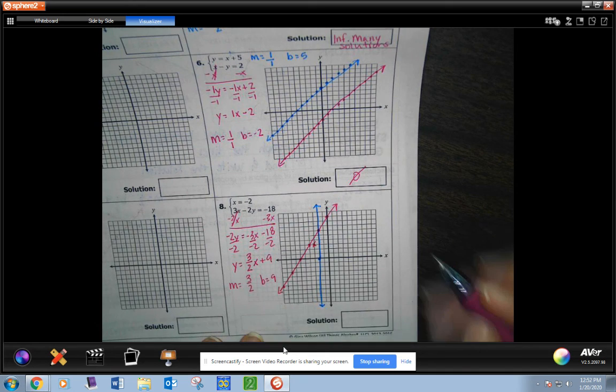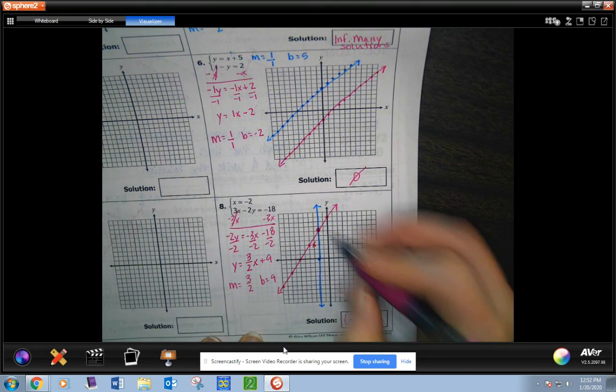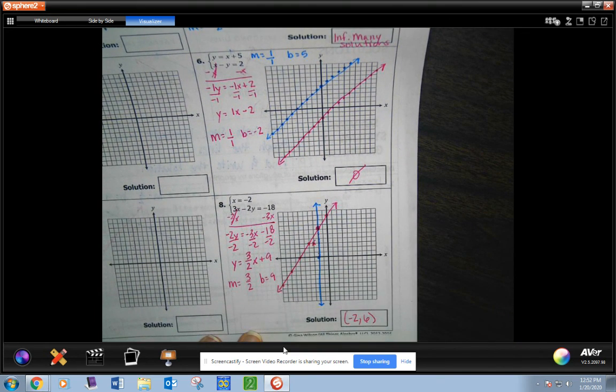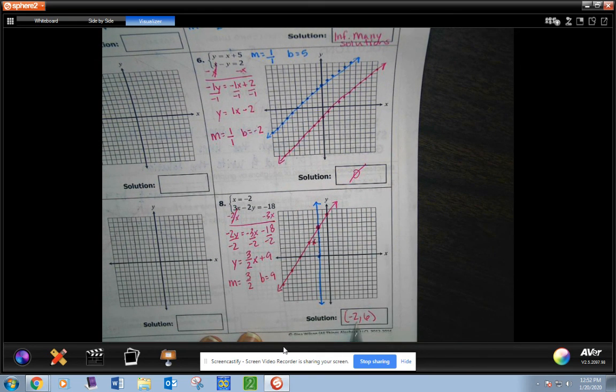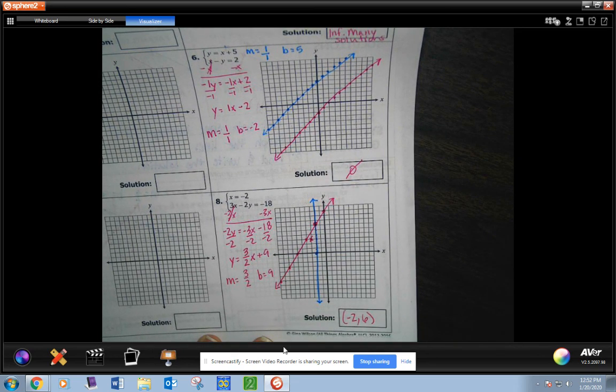Okay, as you can see, again, they intersect right here, and that point falls at negative 2, 6. And now you should do a quick check because they told you x is negative 2. So if you don't have your x as negative 2, you are doing something wrong. Okay, so if you have questions, please let me know.